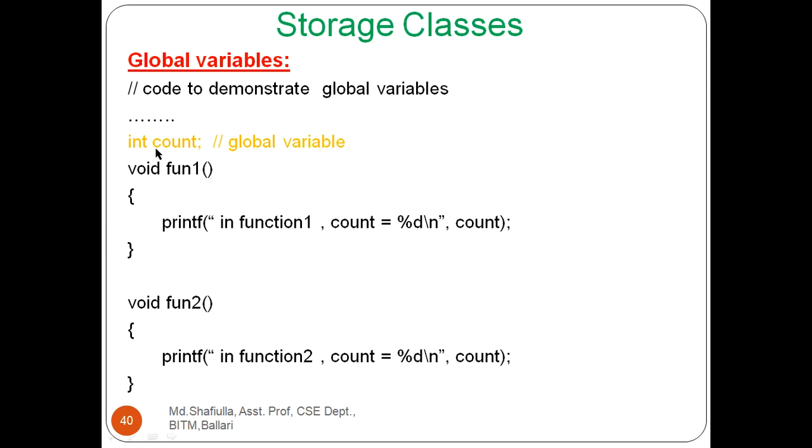So let us understand this with a small code. I have an int count, which is a global variable. I have header files, then I have the global declaration section: int count, which is a global variable. Now void fun1, I am calling a function. In function 1, count equals, I am printing it. Then again another function. In function 2, count equals to.